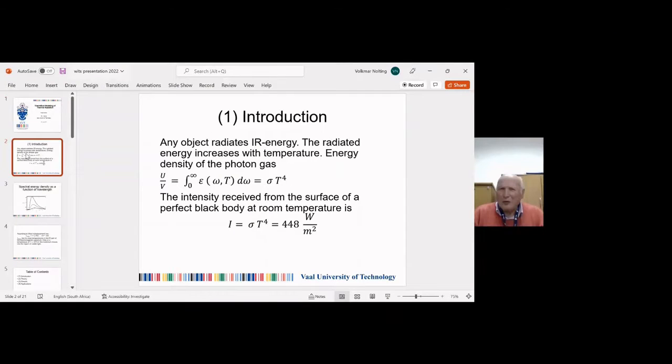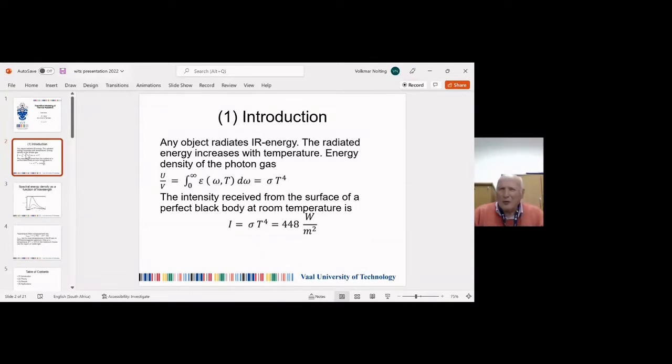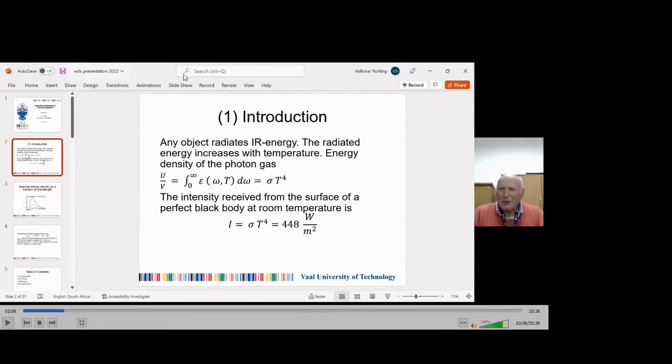Thank you, Chair, for this invitation and for this opportunity to present my work on theoretical modeling of thermal radiation. As you already mentioned in your introduction, I'm working at the Vaal University of Technology in the Department of Mathematics, Non-Destructive Testing, and Physics.